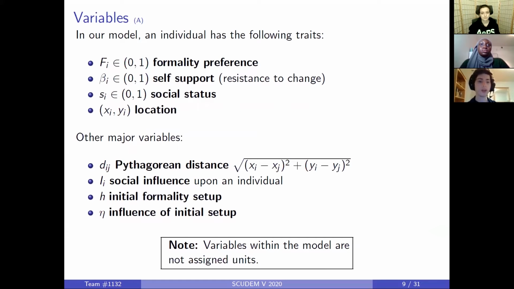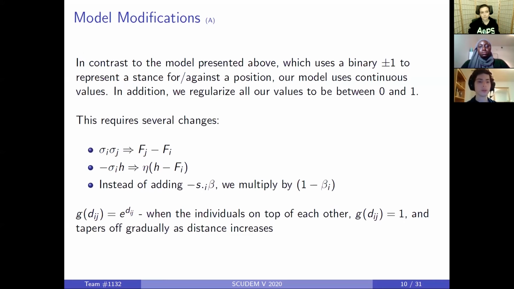So in our model, an individual i has the traits f sub i, formality preference, beta sub i, self-support, s sub i, social status, and a tuple x sub i, y sub i, location. We store the Pythagorean distance between individuals i and j in the variable d sub ij, and the social influence on an individual in big I sub i. The initial formality setup of the camp is represented by H, and the amount of influence that initial setup has is represented by eta. All of these variables are essentially abstract, meaning they don't represent physical quantities in the real world, and thus we can't assign them actual units.